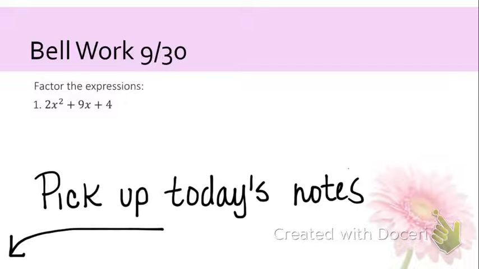Go ahead, take out your bell work and try to factor. We're only doing that first question, not the second one. And pick up a copy of today's notes. It's just one page, 6 examples that we're going to cover. So I'll give you a second to find this question. 2x squared plus 9x plus 4. Try to factor it down, and then we'll go through it together.